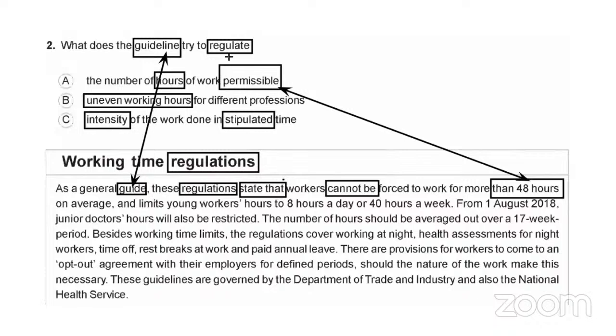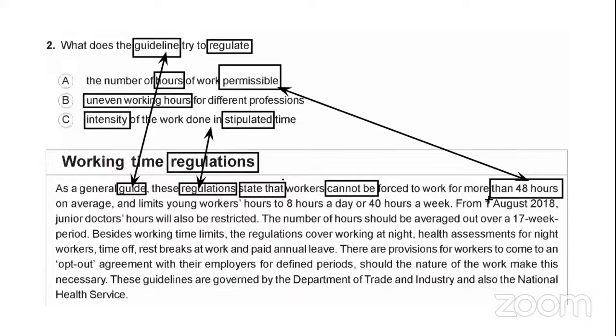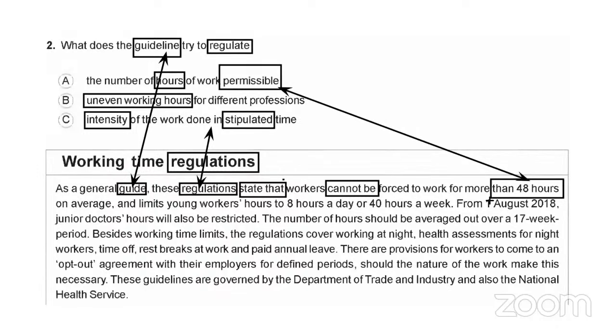Guideline. Regulate, regulations. Try to regulate what? Workers cannot be forced to work for more than 48 hours. So the number of hours of work permissible per each person is maximum 48 hours. So that is how A is the correct answer. Number of hours permissible.